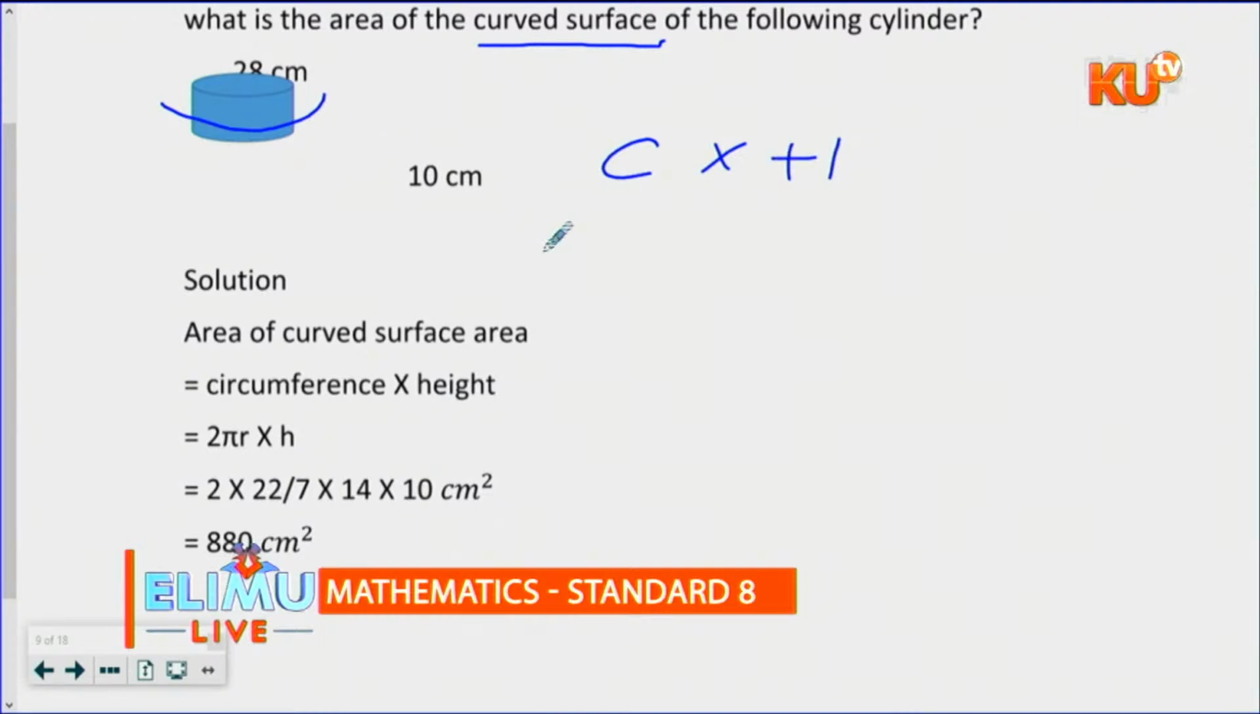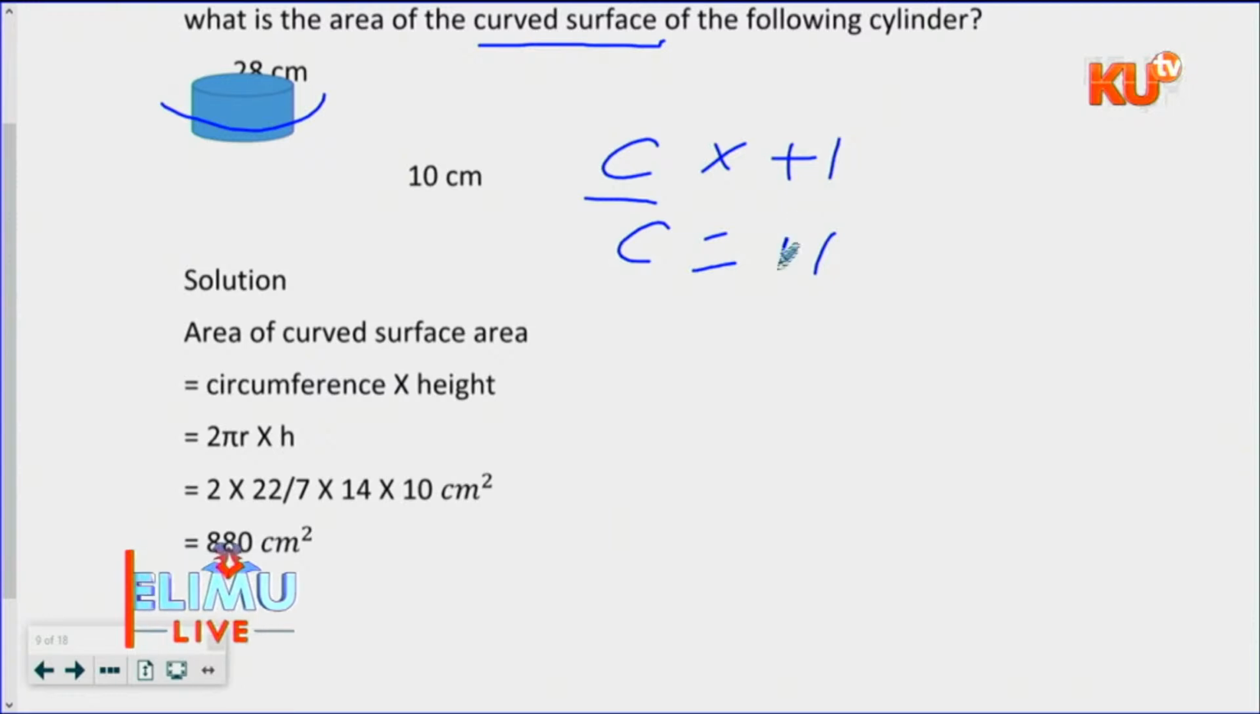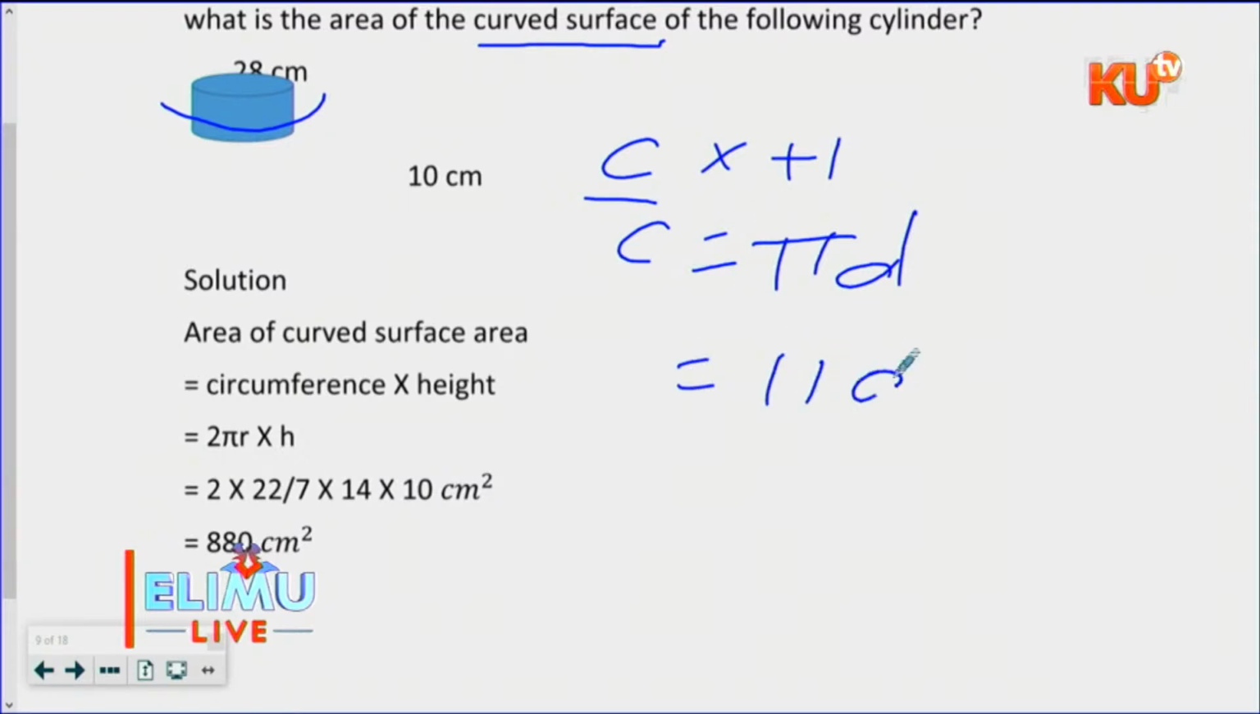And what is the formula of getting circumference? Circumference equals pi d. Therefore, this one will simply give us pi d h. We are multiplying by h. Pi d h. And check on your shape always.